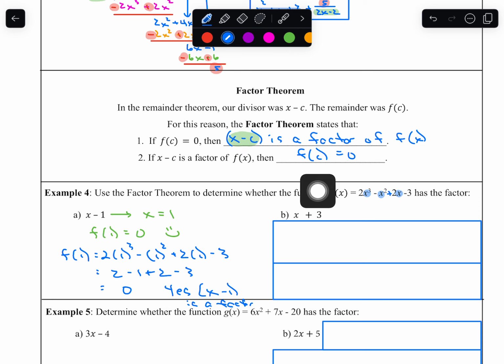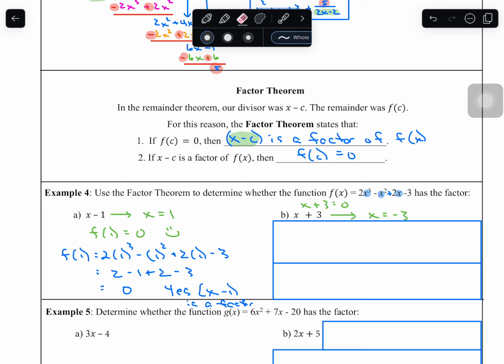So if you're looking at B here, and it's x plus 3, that's the factor that I want to see if it is in fact. So I need to plug in x equals -3. So you're always plugging in the opposite, okay? Basically, you're setting x plus 3 equal to 0 and solving to see what your x value would be. So go ahead, plug that in, and see what you get.